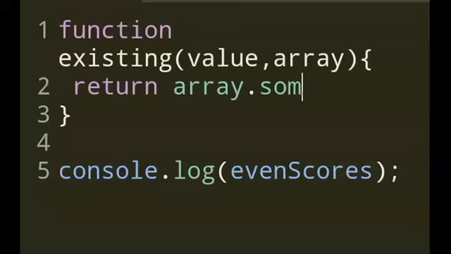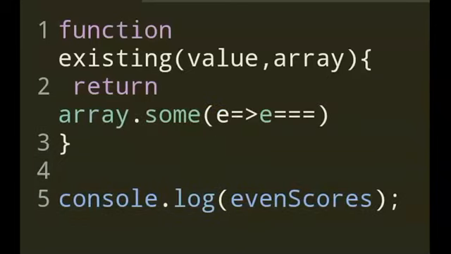array.some, E again, arrow function, where E equals the value. So the element is that, where value is one of the parameters. Does E, the element, exist as the value? That's what we are trying to find.